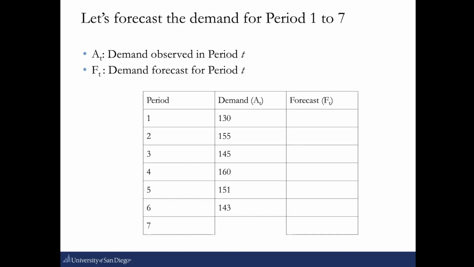What we have here is A sub t. This is the demand observed in period t. F sub t is the demand forecast for period t. So assume that we have 7 periods, and in the second column, we have the A sub t, that is the demand. And what we want to do next is to forecast the demand F sub t.